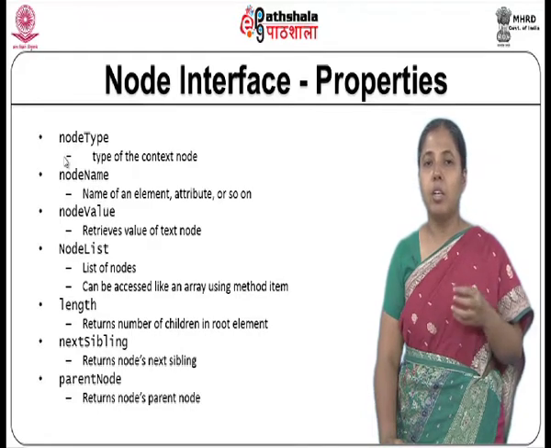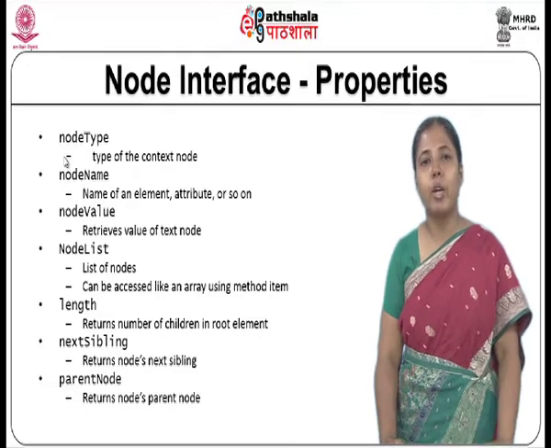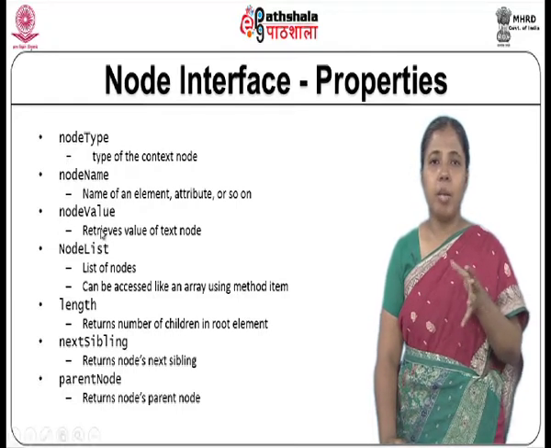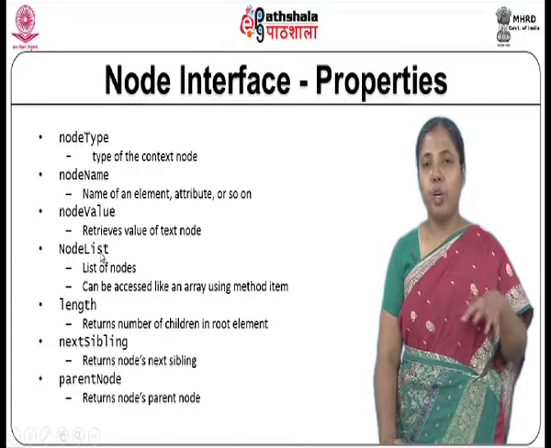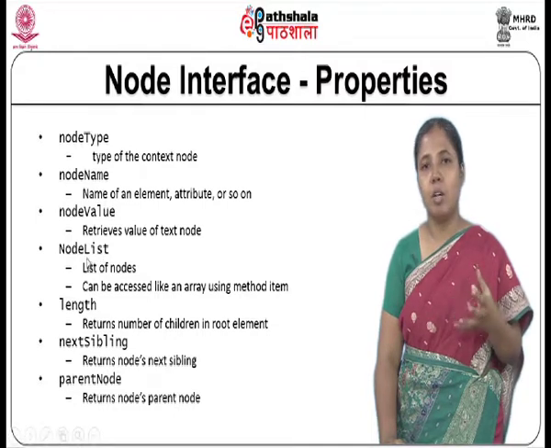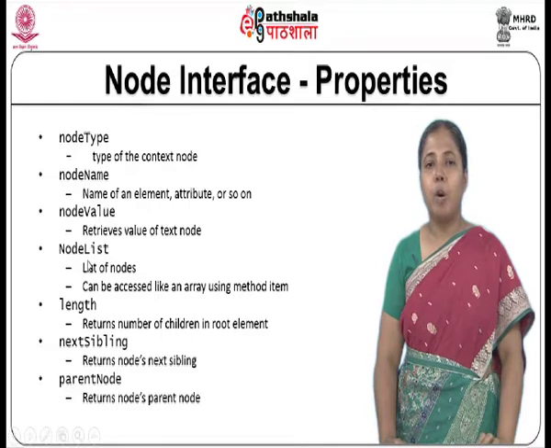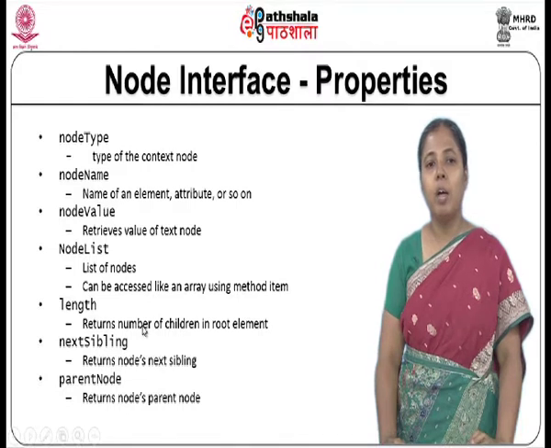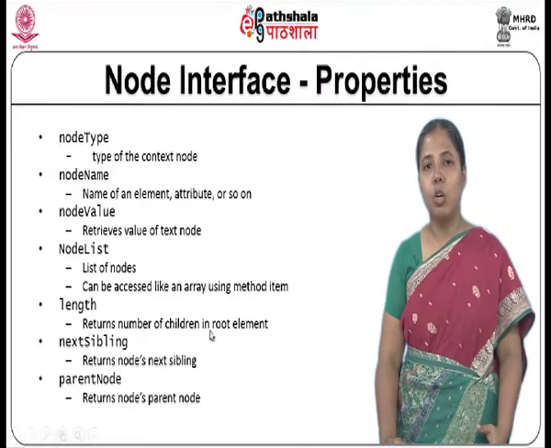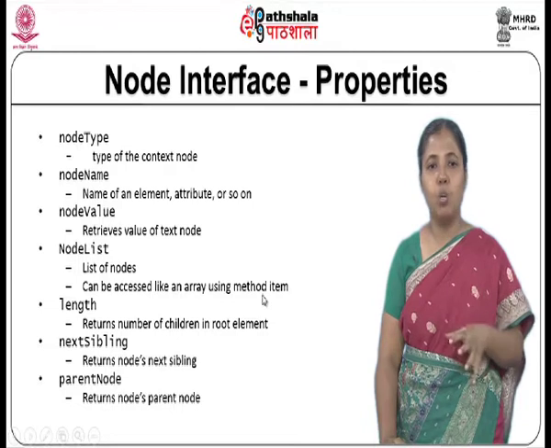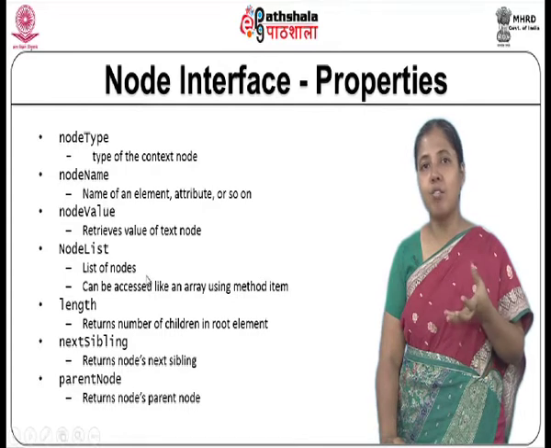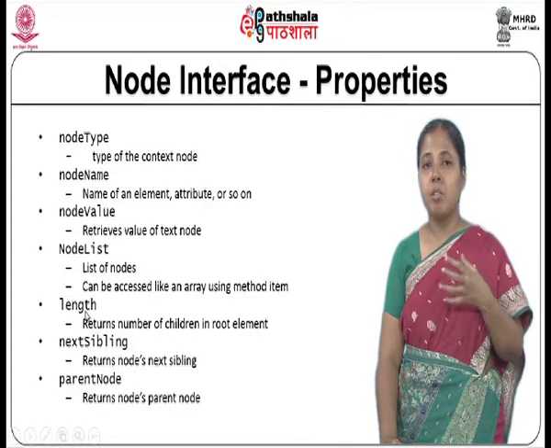Supposing you want to get the type of the node, you have a method like getNodeType. Supposing you want to get the name of a node, you use a method called getNodeName. So, for any property xxx, putting a get before it, you can access the property using a Java program. Similarly, you have a property called node value, which retrieves the value of the text node, and there is a property called node list. This gives the list of all the nodes, and once the node list holds the list of nodes, it can be accessed through a method called item. So, item is like an iterative method.